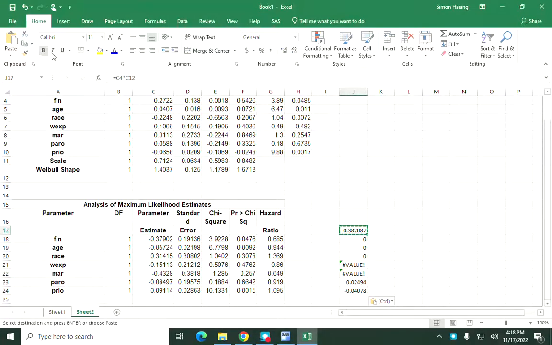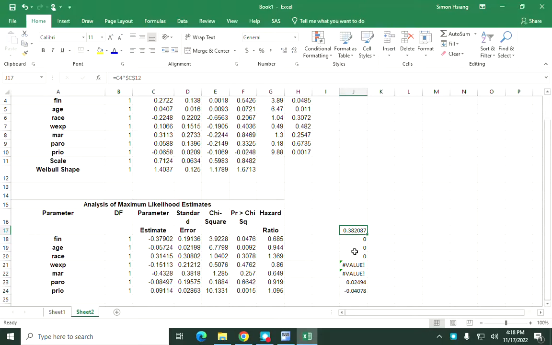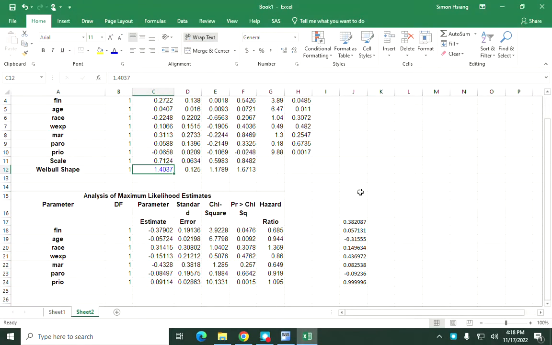Oh, I need to lock the value. There's a bit of difference because of the resolution here. But if I have every value locked by the Weibull shape, I get, what did I do wrong? Oh, no, this one.